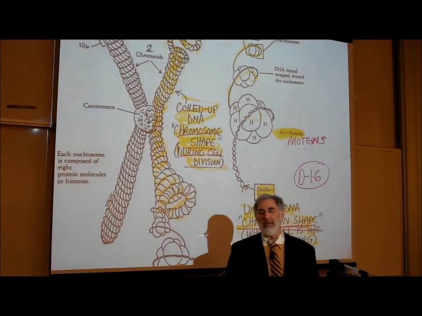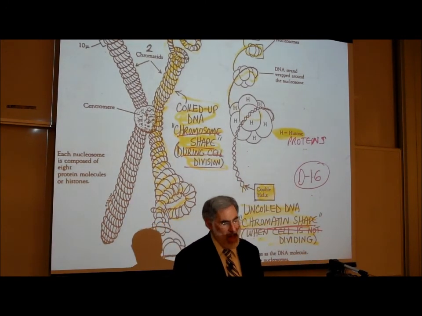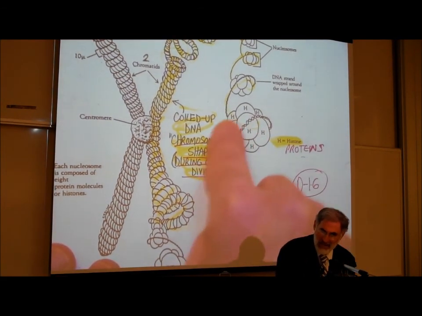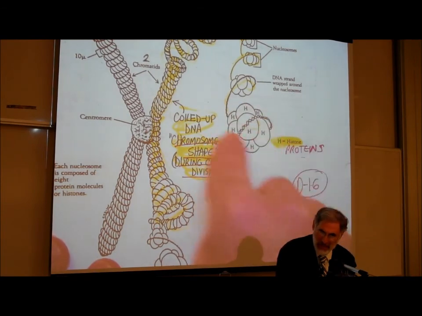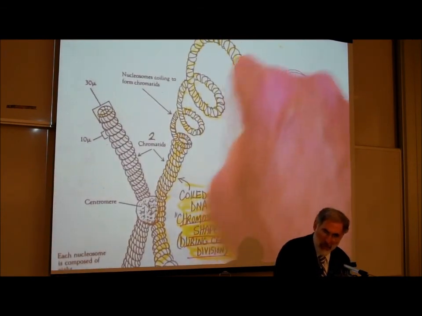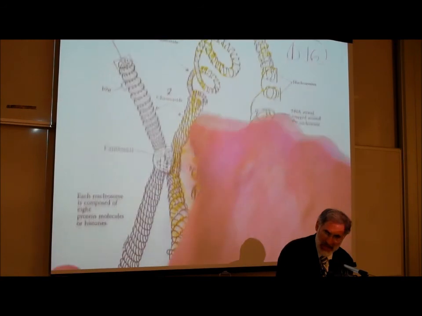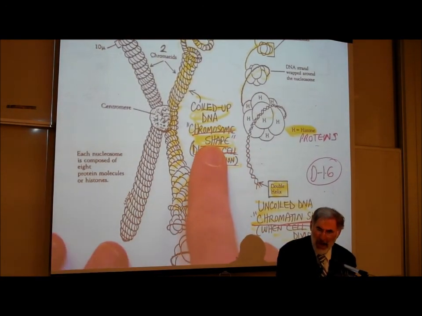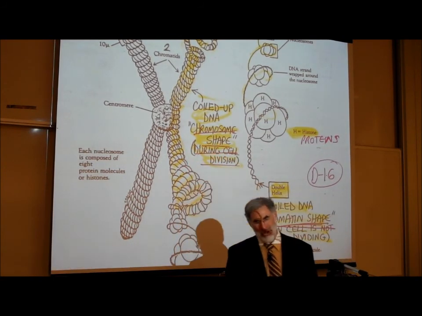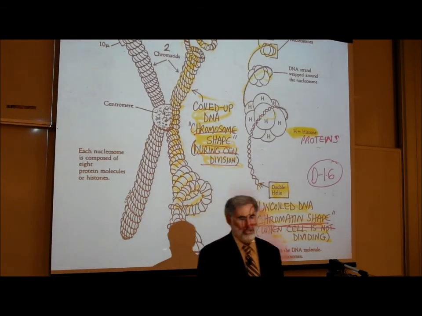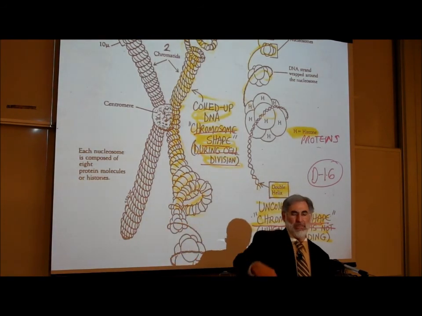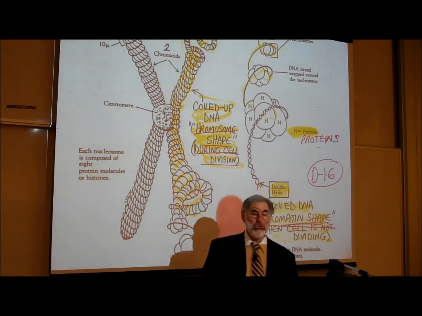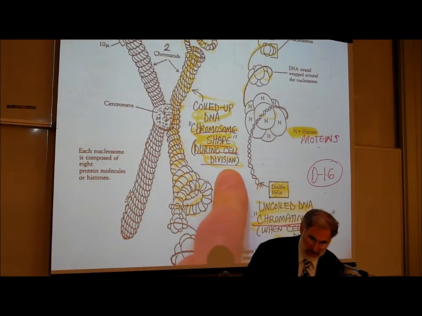However, when the cell is going to divide, it coils itself up. So let's see this double helix, this chromatin-shaped DNA molecule, coil itself up over and over and over again into this tightly coiled up shape. This tightly coiled up shape is called a chromosome shape. And the DNA molecule, or chromatid, only becomes coiled up, or takes on this so-called chromosome shape, when a cell is going to divide.